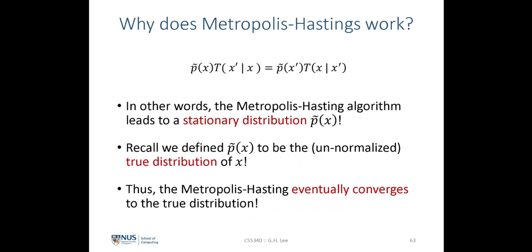So in other words, the Metropolis-Hastings algorithm leads to a stationary distribution. This means that as we draw more and more samples, we eventually converge to this stationary distribution, which is given by our unnormalized target distribution. That is exactly the distribution we want to draw samples from. Thus, the Metropolis-Hastings algorithm eventually converges to the true distribution given by P of x.